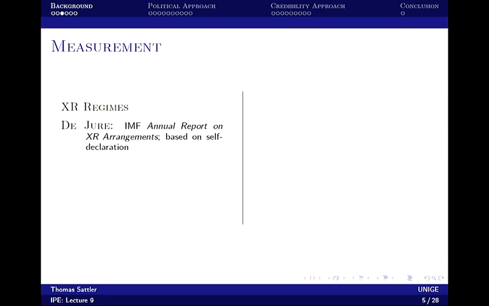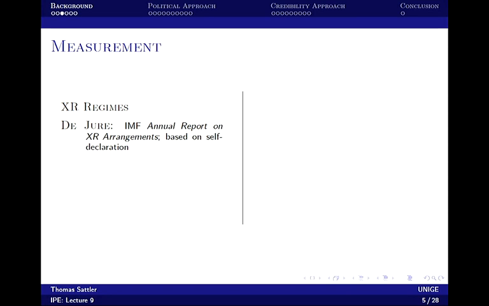So how can we measure exchange rate regimes? There's the IMF annual report on exchange rate arrangements, in which the IMF publishes what countries tell the IMF what they do. So that's why I call it de jure exchange rate. That's what they claim, what they legally say it is. And there are big data sets that just measure the exchange rate regime of different countries over time based on what countries say. Now there's a problem. Governments lie. Governments lie when they report the exchange rate regime to the IMF.